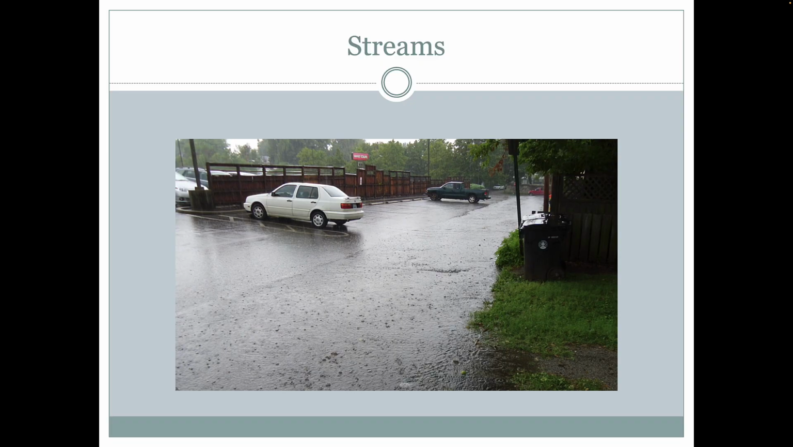So sheet flow, S-H-E-E-T F-L-O-W, sheet flow, is just when the water is flowing across the land. And if you've ever had to get back to your car after a heavy rain and there's just no place to walk without getting your shoes wet, that's sheet flow. So the water is just coming across the land. It happens much more often if there's no vegetation, if the soil is bare, or if it's paved or something like that. Of course, that's where we would expect to find sheet flow.